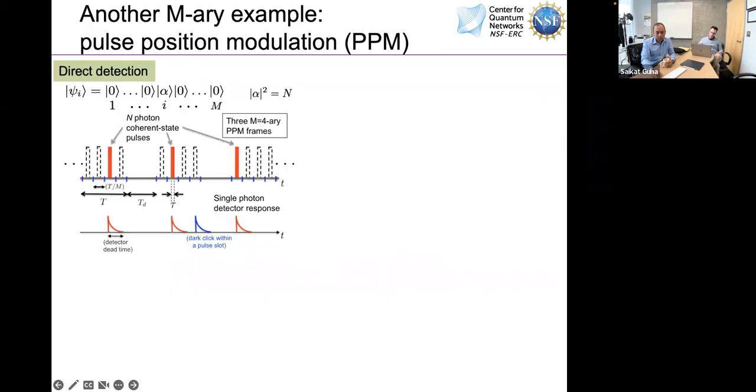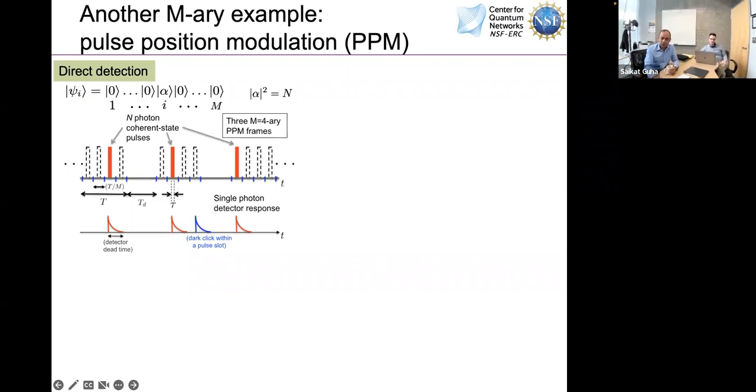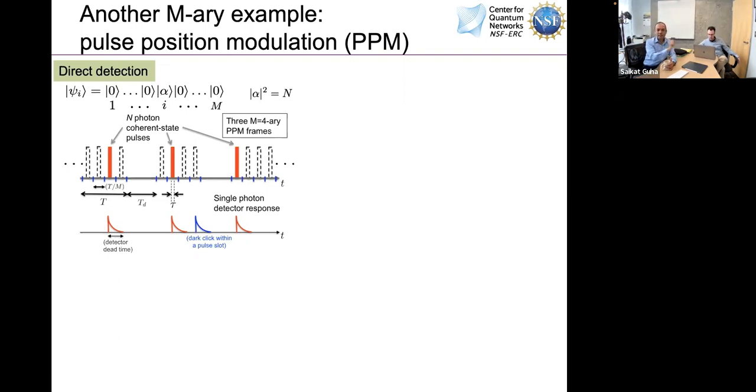So this is your last problem for the first module. Very simple problem: pulse position modulation. So pulse position modulation is, I have M possibilities. I now have M time bins. And I'm going to excite only one of the modes, one of the time bins, with a coherent state alpha.